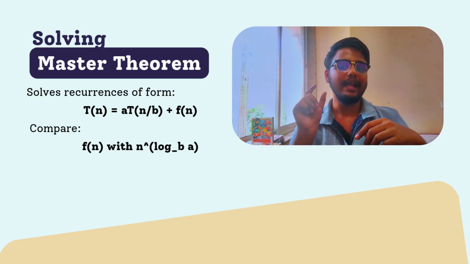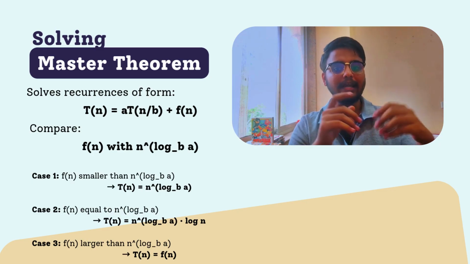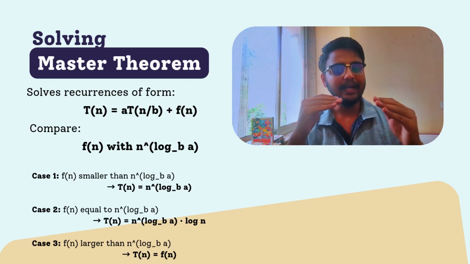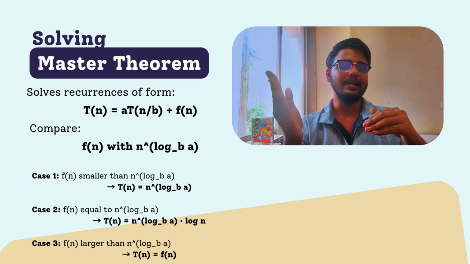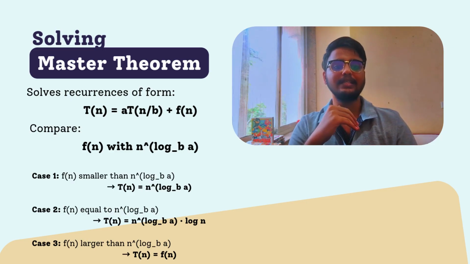So there is this direct comparison. If work is smaller, recursion dominates. If the work done is equal, both contribute equally, and if the outside work is larger, the outer one dominates. Let's break down each case clearly.